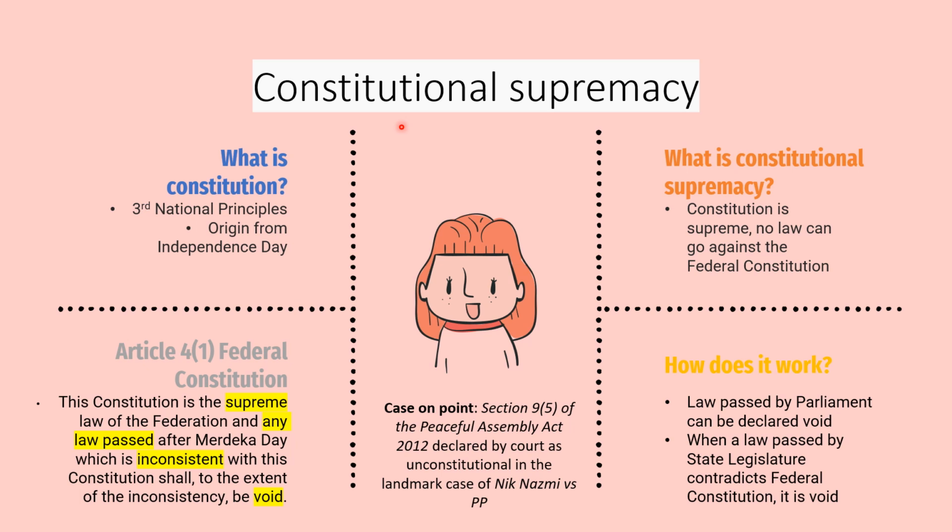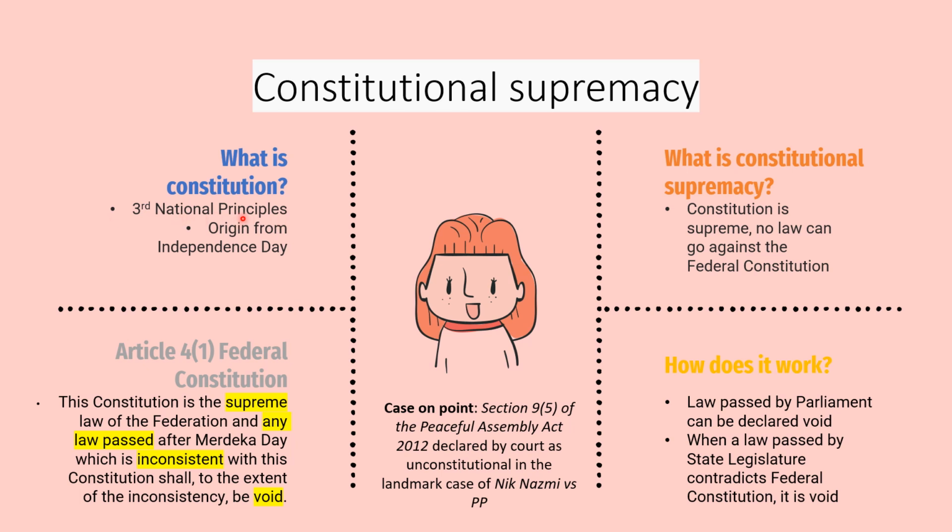There are 4 points that we will cover here. First, what is constitution? Second, what is constitutional supremacy? Third, Article 4, Clause 1, Federal Constitution. And last but not least, in fact the most important one, how does it work? We will also look at one example of a case for you to relate to the topic. Okay, firstly, what is constitution?